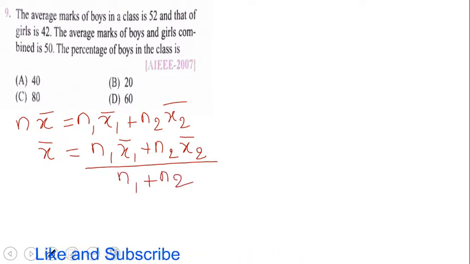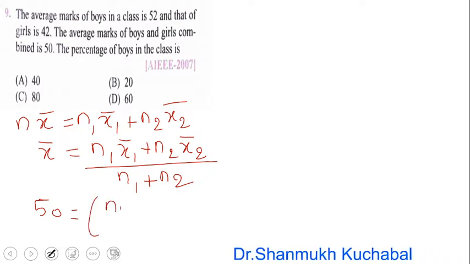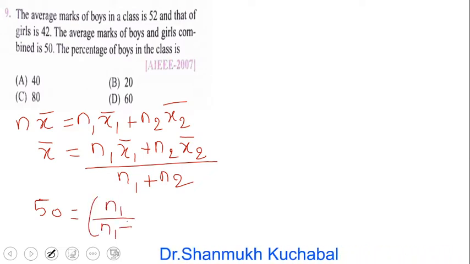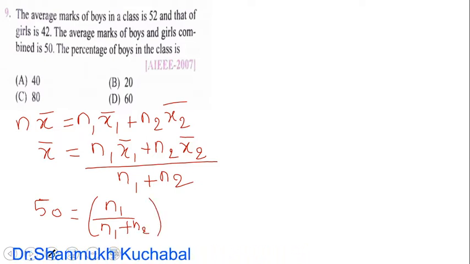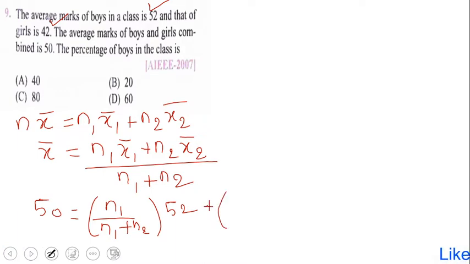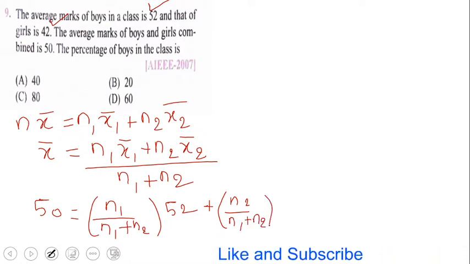So further we will substitute. The average marks, that is the mean x bar, is 50. Then n1 divided by n1 plus n2 times x1 bar, the first data, which is 52. Next will be 42, we have to take, plus n2 divided by n1 plus n2 into 42.